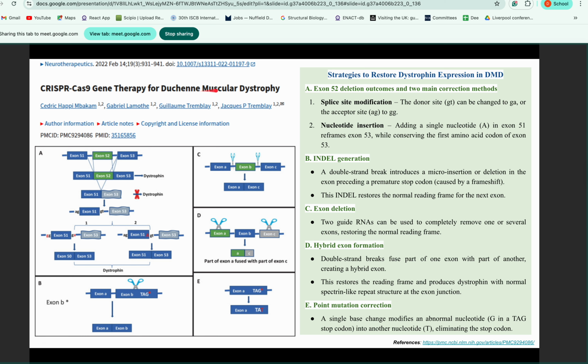So this is the paper. If you're interested, you can go through this. But the main idea which you should take from here is that with the help of CRISPR-Cas9, we can specifically target those exons. We can either remove them, or we can make certain changes in them so that it could be reframed and proper dystrophin protein can be synthesized.